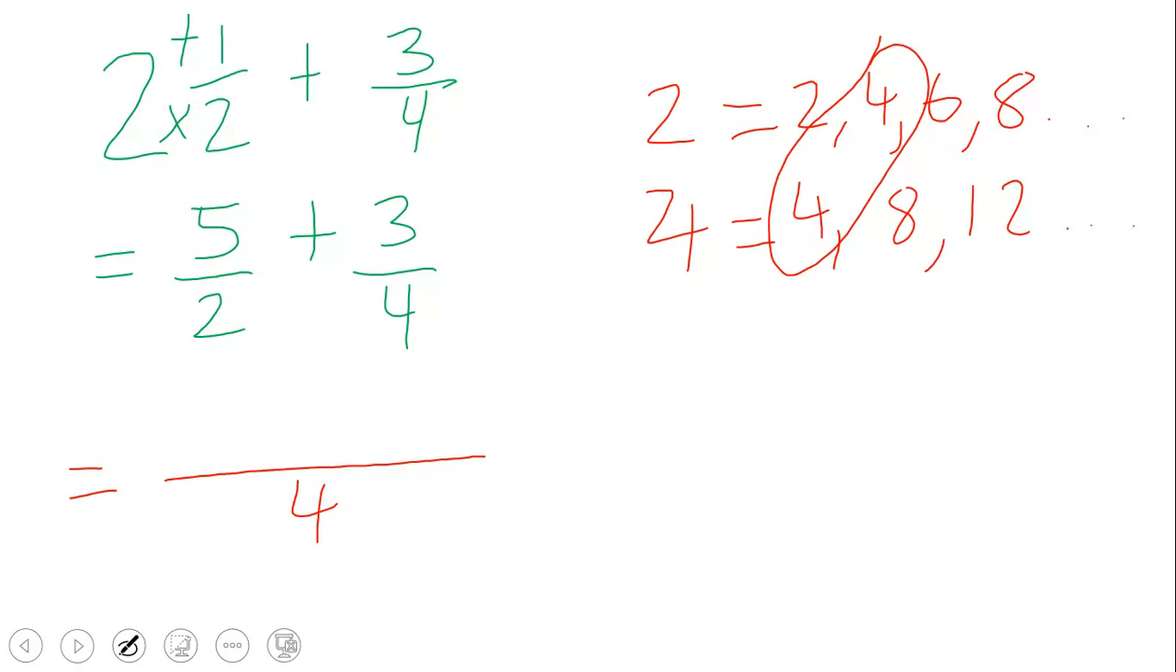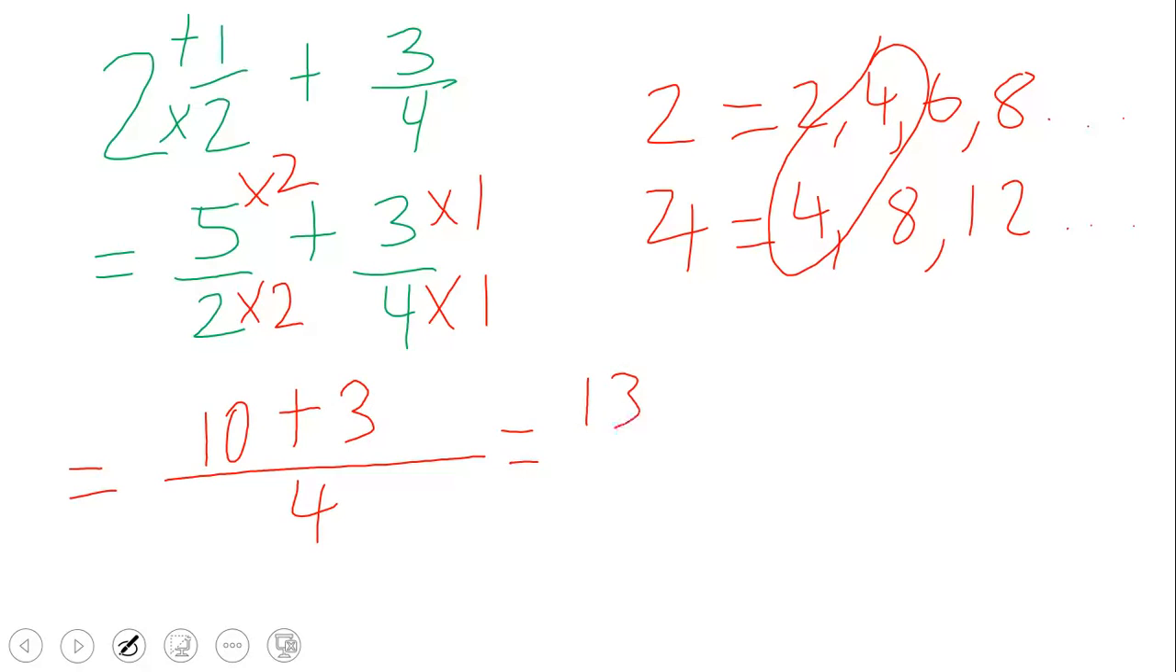And we say, what number can I multiply by 4 to give me 4? And the answer is 1. 4 times 1 is indeed 4. And whatever we do to the bottom, we must do to the top. So since we used 1 for our denominator, we have to use 1 for the numerator as well. Then we ask the same question for 2. What times 2 gives me 4? The answer is 2. 2 times 2 gives us 4. And since we use 2 for the denominator, we must use 2 for the numerator. So we say 5 times 2 is indeed 10, plus 3 times 1, which is indeed 3. So we're left with 13 over 4.